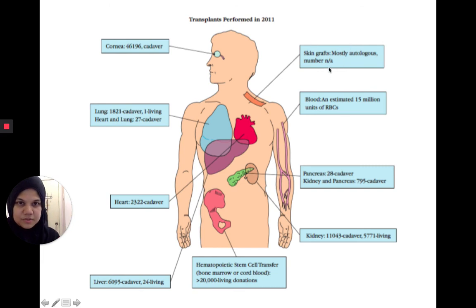So skin grafts, we don't really see that as an allograft. It's mostly autografts because an allograft is very risky for rejection.